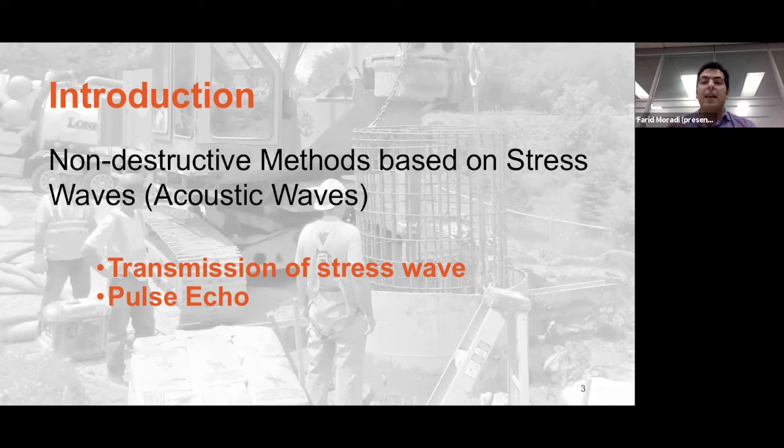They are waves that can be generated when you hit the element with your hammer. When you hit the element with your hammer, that hammer impact generates stress waves. The stress waves can travel through and be reflected off boundaries like defects, like the toe, like the back end, and based on the reflection that we collect with sensors, you can understand the condition of your materials. In general, if we want to use stress waves, we divide them into two main categories. The first one is transmission of stress waves. The second category is pulse echo methods.